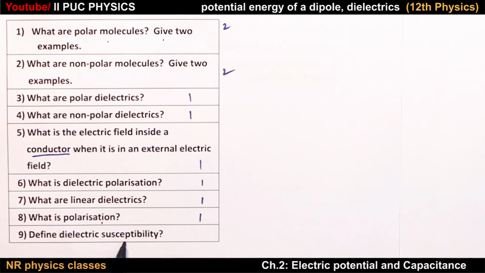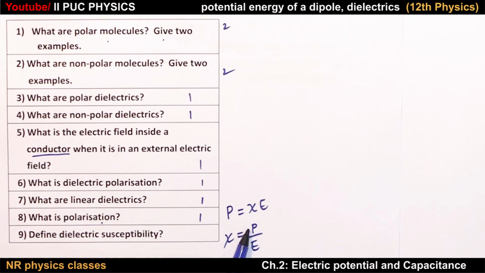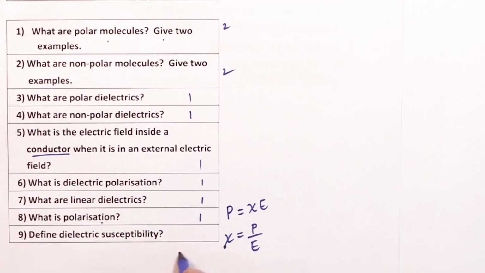Define electric susceptibility. So the definition means polarization is equal to susceptibility times electric field. So susceptibility equal to polarization by electric field. So electric susceptibility is the ratio of polarization to the applied electric field, or dielectric susceptibility is the dielectric polarization per unit electric field. This is for 1 mark.